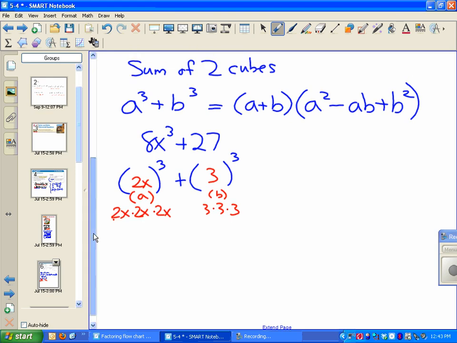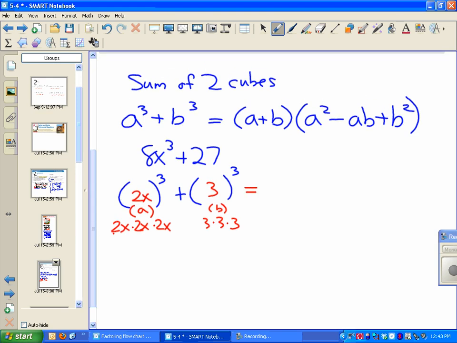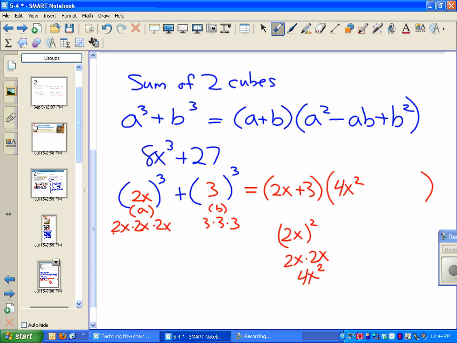And now all we have to do is write it as our formula. So our A is 2x, B is 3, so 2x plus 3, and then write the rest of the formula. So 2x squared, make sure you're squaring everything. So that would be 2x times 2x, which would be 4x squared. A lot of people accidentally put 2x squared. So this should be 4x squared, and then opposite sign minus, and then you multiply A and B together. So 2x times 3 is 6x, plus, and then you square B, so B is 3, 3 squared is 9, and we are done with that problem.